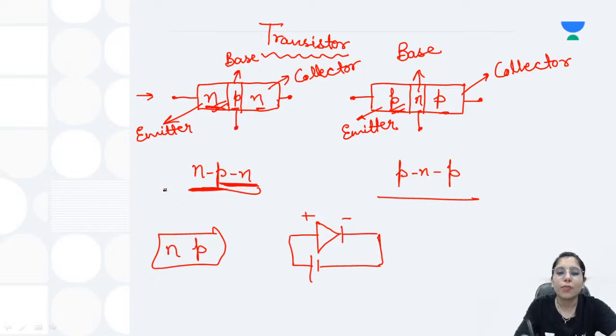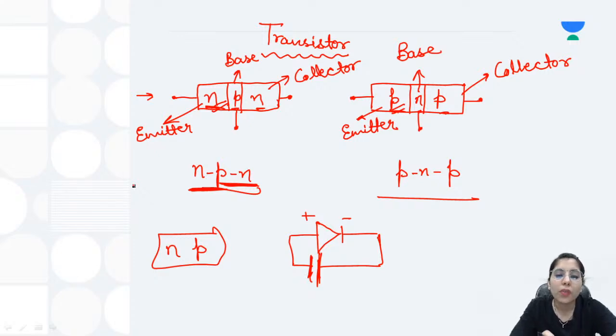Forward biased means the diode will be conducting. While if I connect the negative terminal with the positive side of the diode and the positive terminal with the negative side of the diode, then we call it reverse biased. And reverse bias means what? It will not conduct. There will be no conductivity, the current will not flow through it. That's the basic idea about the reverse bias condition, which will make everything clear to you.